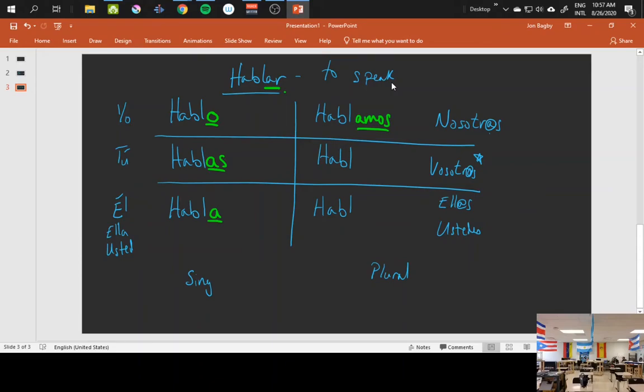And for the second person plural, I'm going to get rid of the AR ending and I'm going to put á with an accent, IS, or ice. So that's going to say habláis. And then finally, for the ellos form and the ellas form, which is shown with that at symbol right there, or the ustedes form, we're going to take away the AR and we're going to put an N in its place.